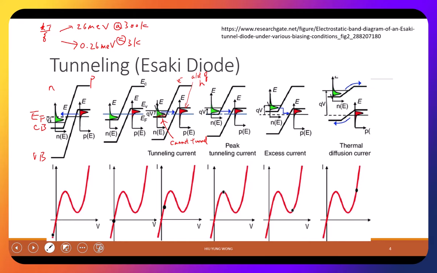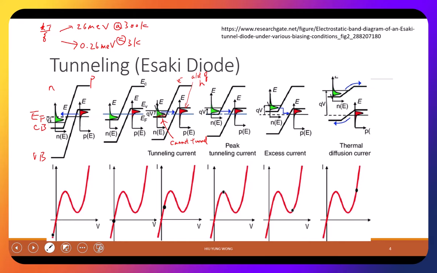So actually, first I said something wrong. This is the Fermi level, not the dotted line. I'm sorry. Okay? The solid line is the Fermi level, not the dotted line. The dotted line is for you to compare to the Fermi level on the P region. Okay, so now the Fermi level of the N is lower and the P is higher.